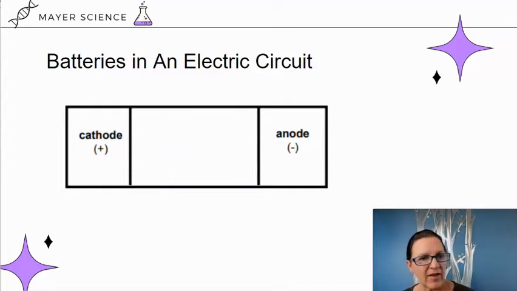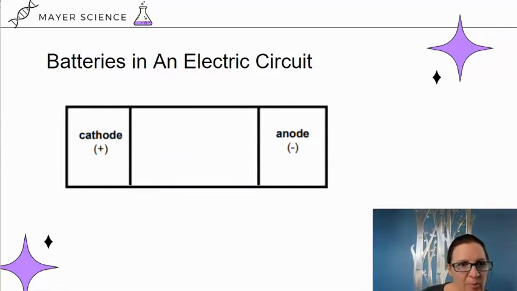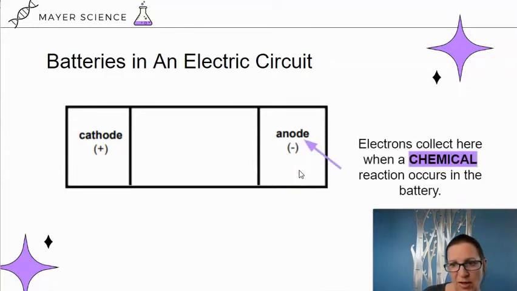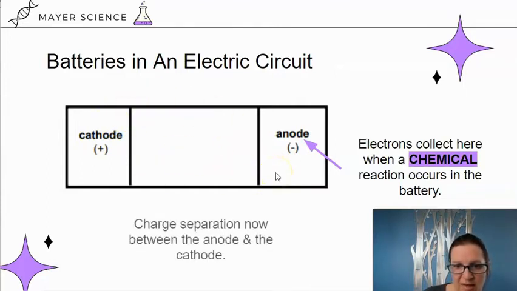So the battery in an electrical circuit provides the charge separation that's needed to create a flow of charge. So here's how that works. Here's a battery right here. Most batteries have an anode end, which is negative, and a cathode end, which is positive. Electrons over here at the anode end actually collect when a chemical reaction occurs inside the battery. So this sets up this really nice charge separation between that anode and the cathode.